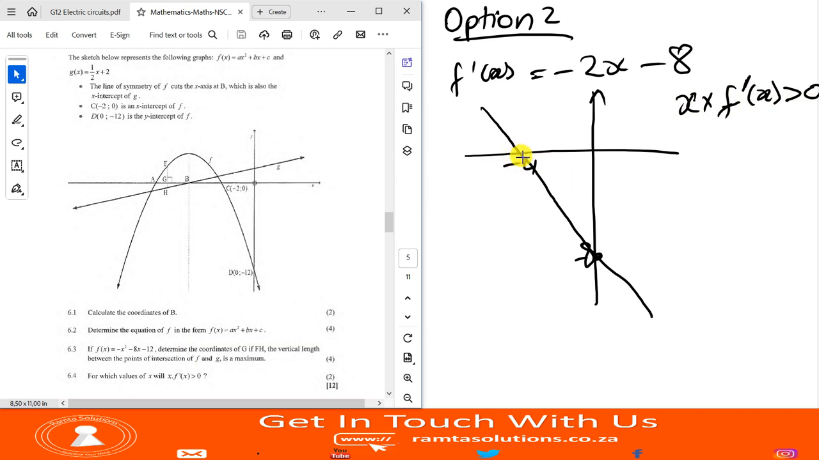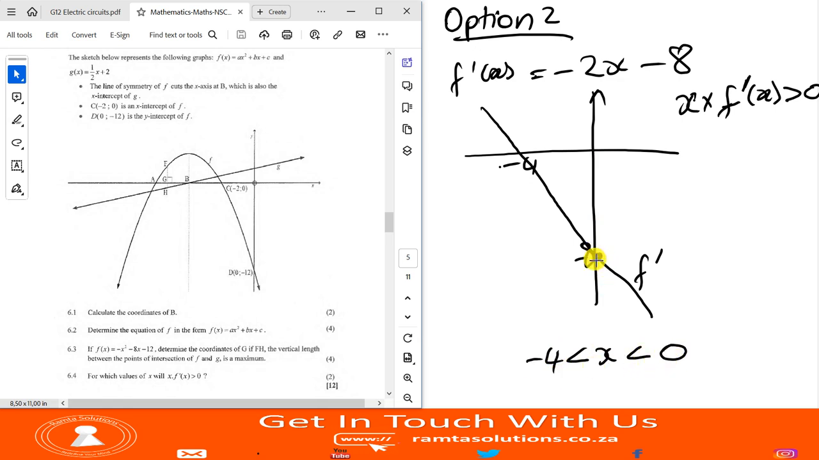Now let's see, to the left of x equals negative 4, what do you get? F prime is positive to the left of negative 4. What about x values? X values are negative. So positive and negative, we are not looking for that. Now when you look to the right of x equals negative 4 to 0, x values are negative, and f prime is also negative. Is this what we are looking for? Yes, that's what you're looking for. So you will say this is when x is greater than negative 4 but less than 0.